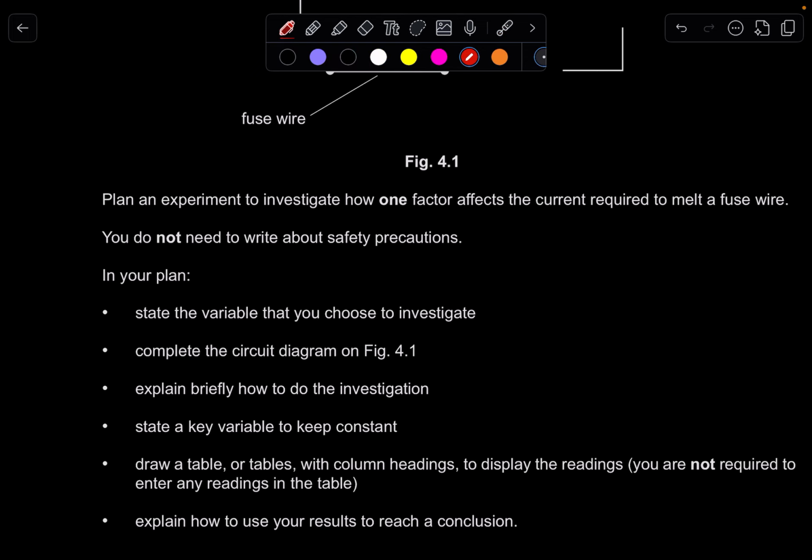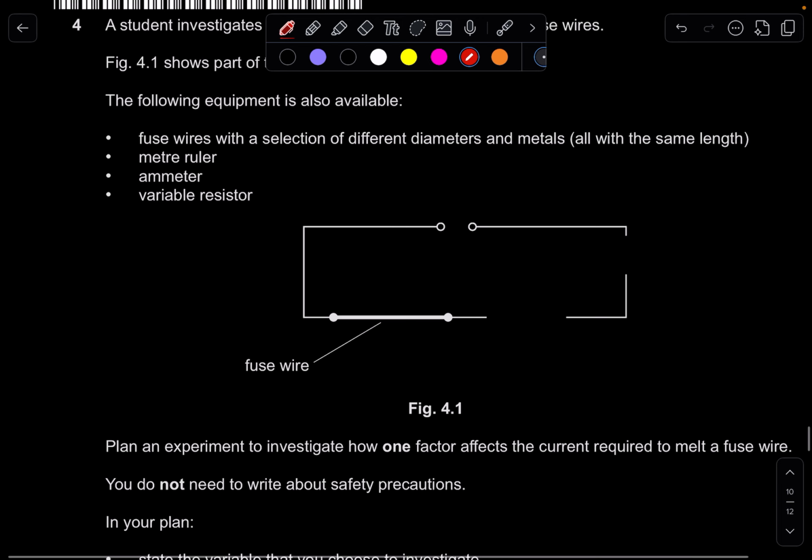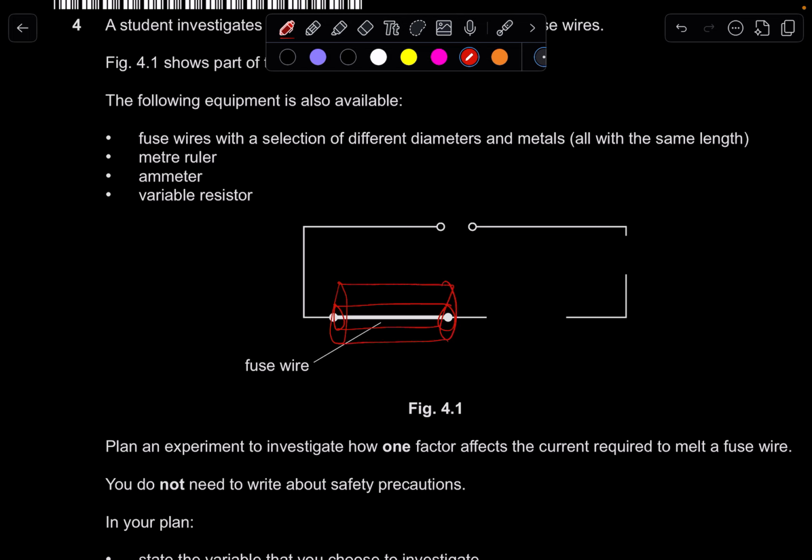Okay, so how can we do this experiment? One way is to keep the length the same but change the thickness. I can take a thicker wire, increase the thickness again, and check how much current can melt it, right? When you change the thickness, you have to keep the material constant, let's suppose copper or iron. You will use the same material, right?